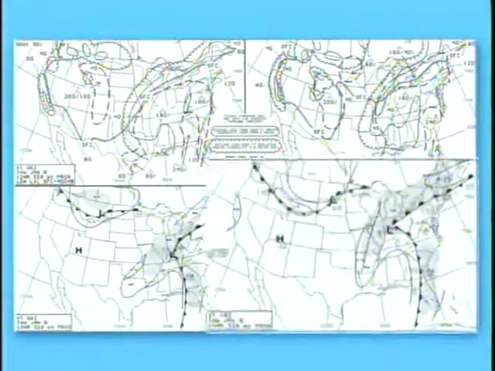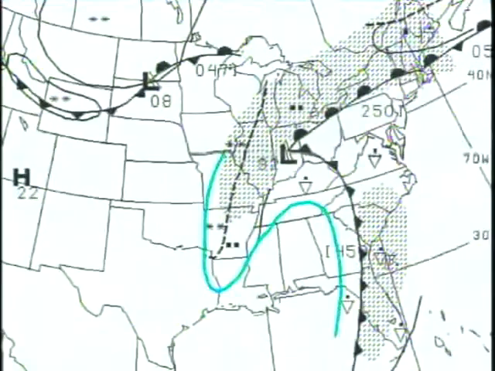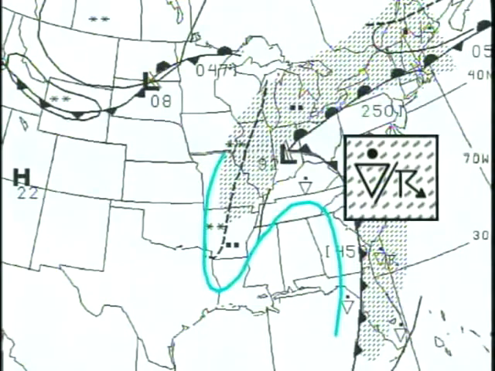On the lower panels, fronts and pressure centers are presented in the same manner as they are on surface analysis charts. In this example, this high has a barometric pressure of 1,022 millibars. Solid lines are used to denote areas of precipitation. Symbols are inserted to denote the type of activity expected. For example, 2 dots indicate rain, while 2 star symbols represent snow. A mixture of precipitation is indicated by showing 2 pertinent symbols separated by a slash. These symbols represent rain showers and thunderstorms.